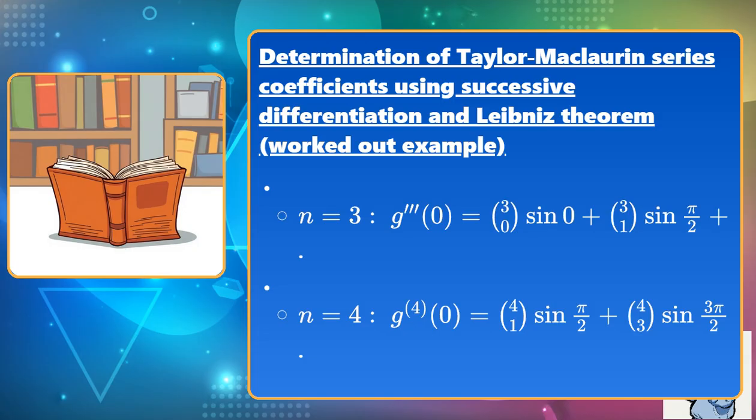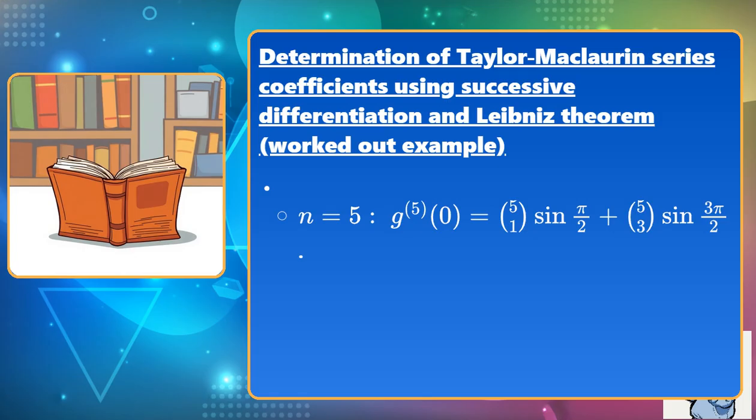N equals 4. G to the fourth of 0 equals binomial 4 1 times sin pi over 2 plus binomial 4 3 times sin 3 pi over 2 equals 4 minus 4 equals 0. N equals 5. G to the fifth of 0 equals binomial 5 1 times sin pi over 2 plus binomial 5 3 times sin 3 pi over 2 plus binomial 5 5 times sin 5 pi over 2 equals 5 minus 10 plus 1 equals negative 4.